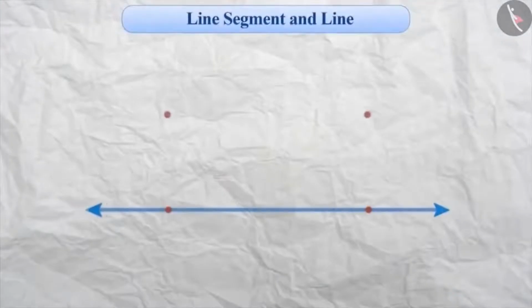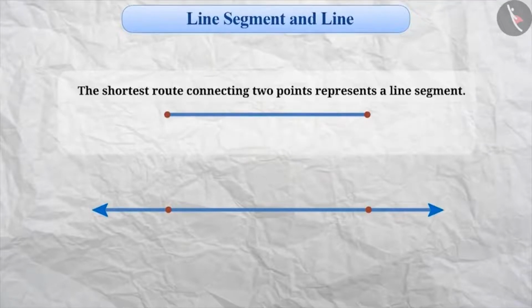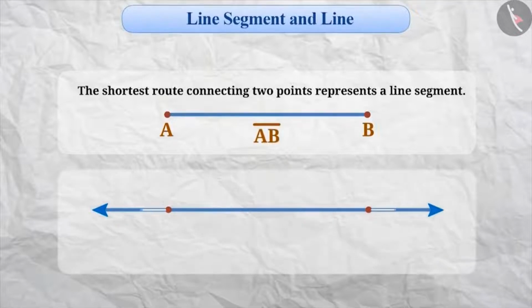You already know about line segment and line. You may recall that the shortest route connecting two points represents a line segment. For instance, here the shape obtained by joining point A and point B is the line segment AB. When we extend the line segment infinitely from both sides, we get a line.